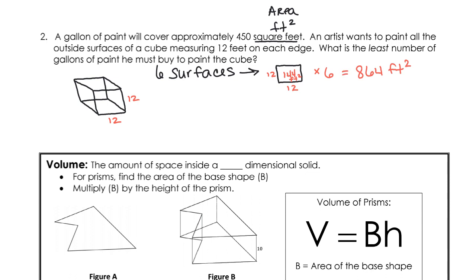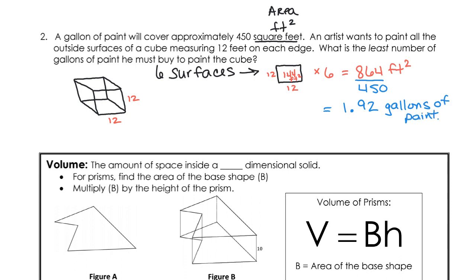Okay, but they're telling me that 1 gallon of paint can only cover 450 square feet. So if you think about the math there, we're definitely going to need more than 1 can, aren't we? If we divide this by 450, it's going to tell us exactly how much paint we're going to need. So 864 divided by 450 is 1.92 gallons of paint. That's exactly how much we need.